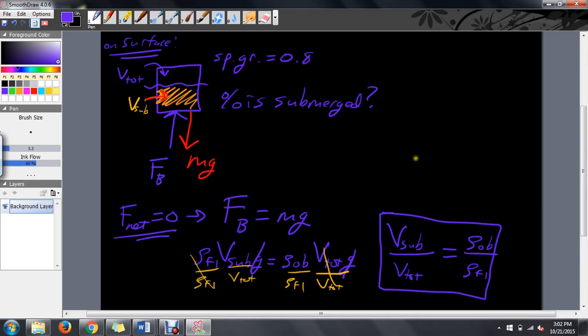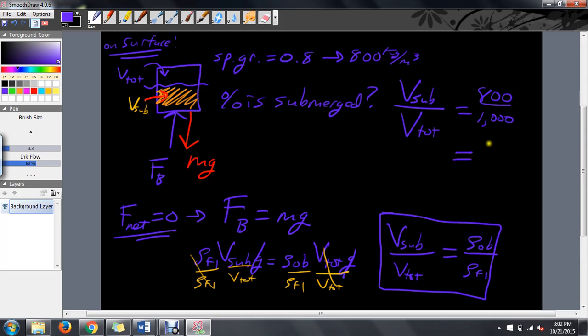So look, if the specific gravity is 0.8, that means the actual density is 800 kilograms per cubic meter. The point is it's 80% as dense, which means V sub to V total will be the ratio of the densities, if we assume this is water. Okay, of course we're assuming H2O here. Then it'll be a ratio of 0.8 submerged, or 80% submerged. Isn't that cool? So if it's 80% as dense, it's 80% submerged.